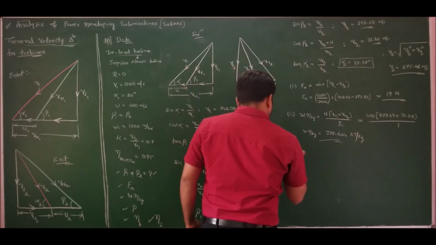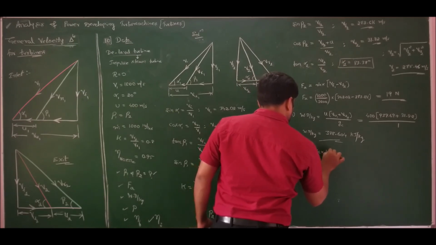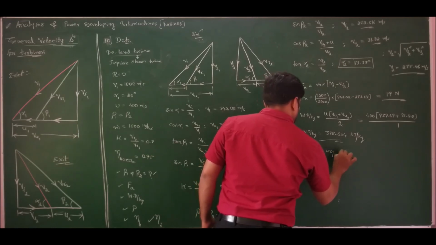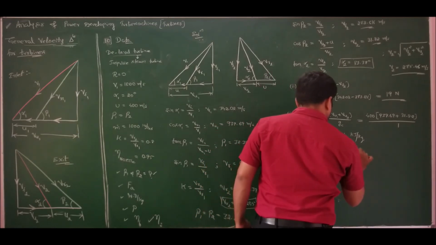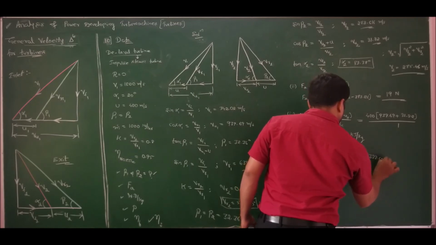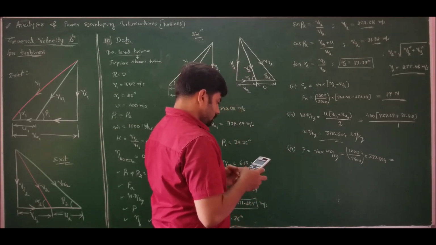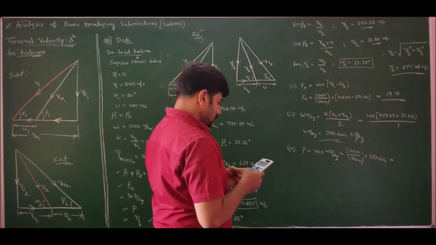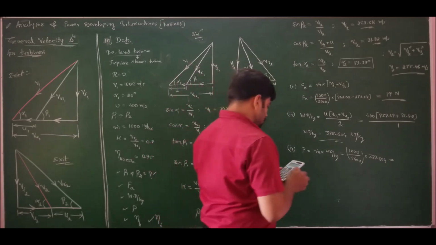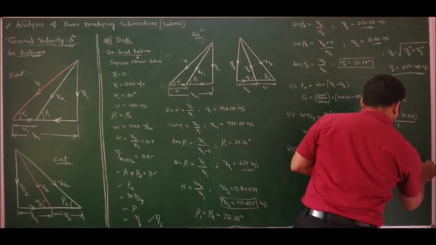Moving to the fourth one, that is power developed. Power developed is m dot into work done in kilojoules per kg, which will be equal to 1000 by 3600 into 388.604, which is equal to 107.95 kilowatts.